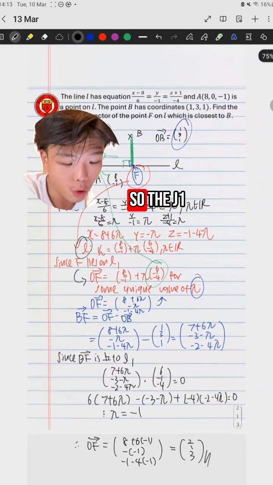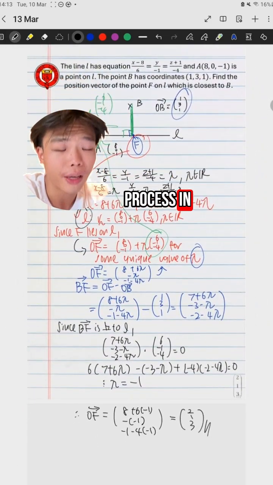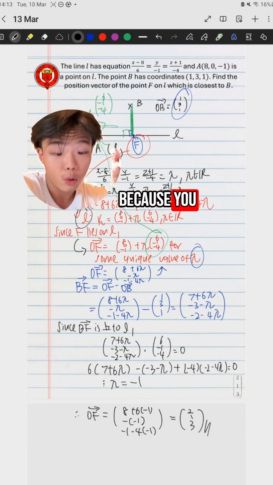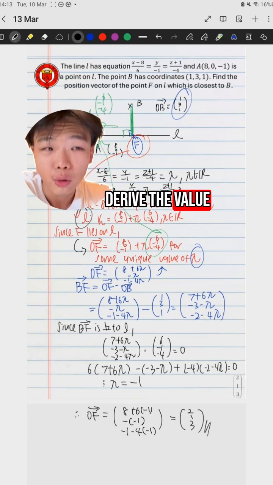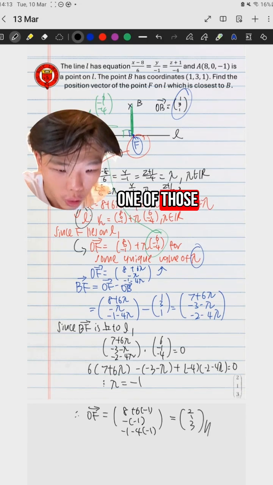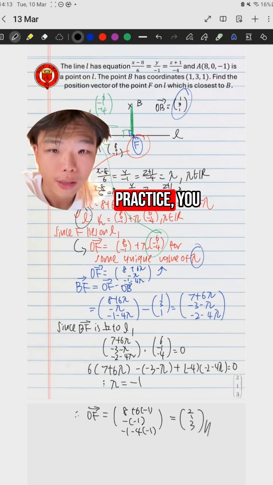So to J1 students, your thought process in vectors is very, very important, because you need to know sequentially what needs to happen in order for you to derive the value needed for the next step. And vectors is one of those topics that's very, very hard at the start, but with more practice, you will get it.